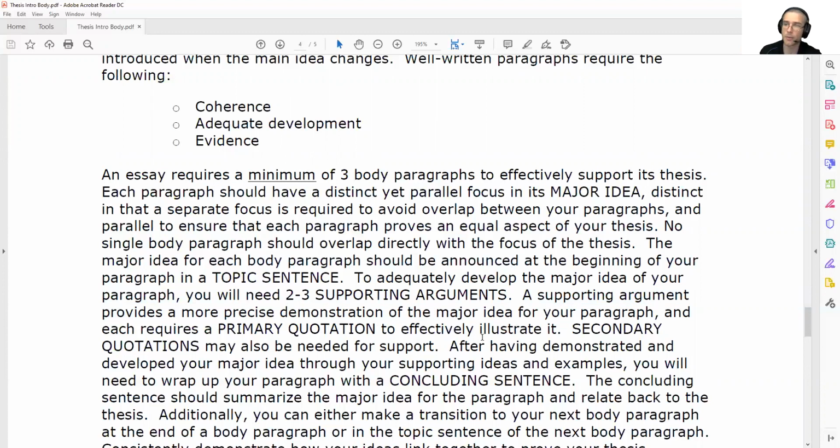Secondary quotations may also be needed for support. A secondary quotation is just a reference to something outside of the story that you're discussing. That could be a work of academic criticism, like a journal article. It could be something that was referenced in class by me. It could be background information.